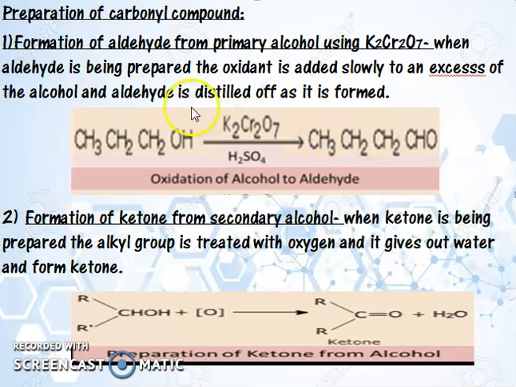Got it? See, when aldehyde is being prepared, the oxidant is added slowly. It means potassium dichromate is added slowly to an excess of alcohol, and aldehyde is distilled off as it is formed. Got it? Now the second formation we will see in part 2. Thank you.